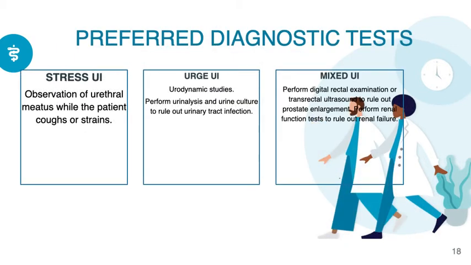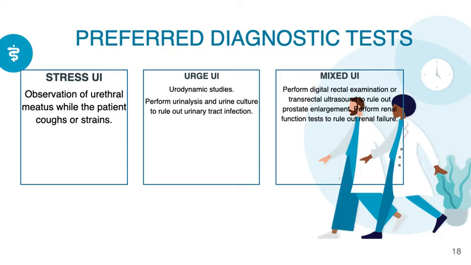Preferred diagnostic tests. For stress urinary incontinence, the preferred diagnostic test is observation of urethral meatus while the patient coughs or strains. For urge urinary incontinence, the preferred diagnostic tests are urodynamic studies. Perform urinalysis and urine culture to rule out urinary tract infection.